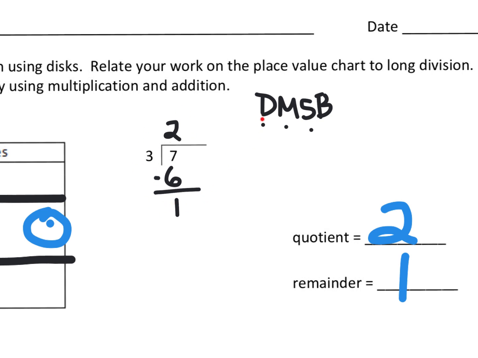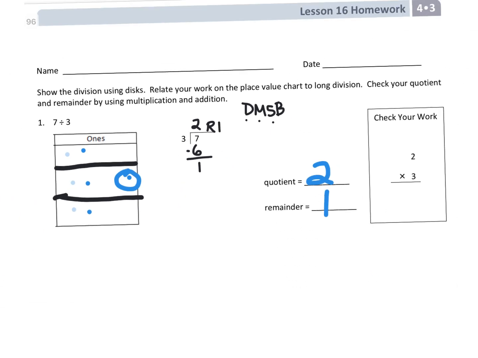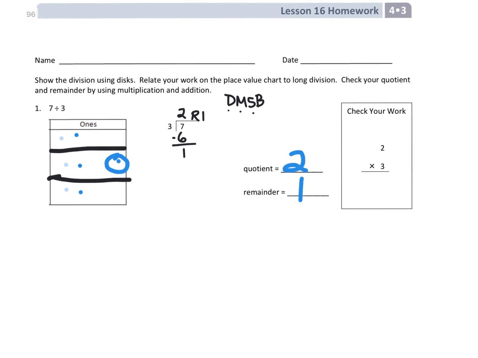These are all our steps. We divided, we multiplied, we subtracted. There's nothing to bring down, so that tells us we are done. And our quotient, or our answer, is this 2 with the remainder 1. So 2 remainder 1. Same exact quotient and remainder we got here, just solving it without the dots.